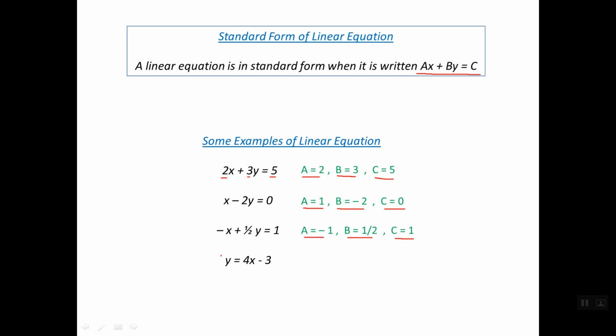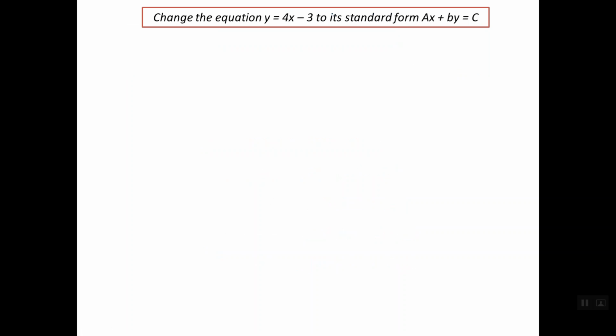See that this equation, y equal to 4x minus 3, is not in its standard form. Simply, we can change this equation to its standard form. So the value of a is minus 4, b equal to 1, and c equal to minus 3. We'll see now. Change the equation y equal to 4x minus 3 to its standard form, ax plus by equal to c.